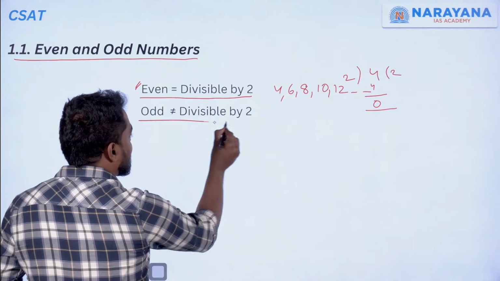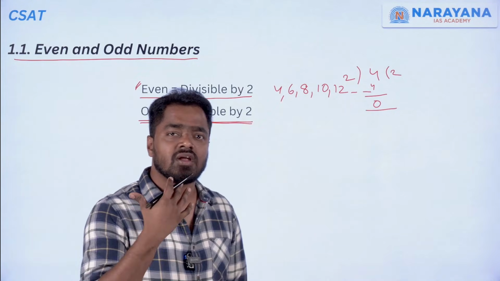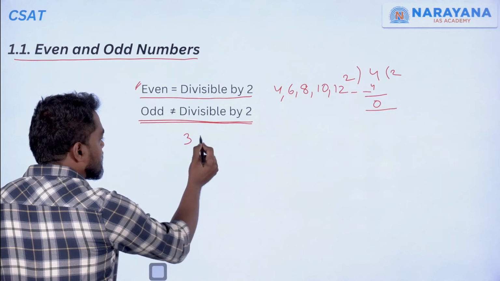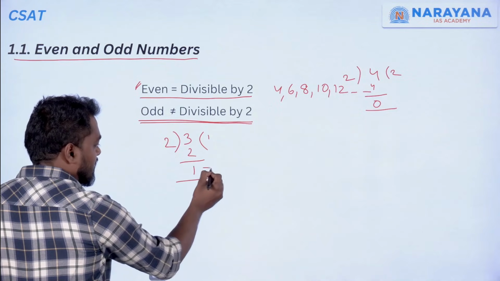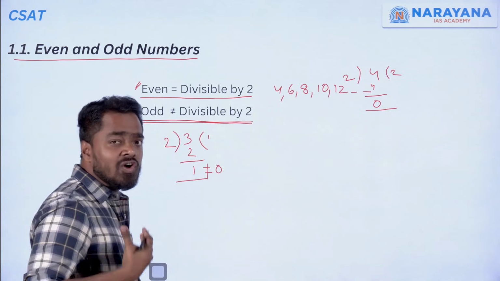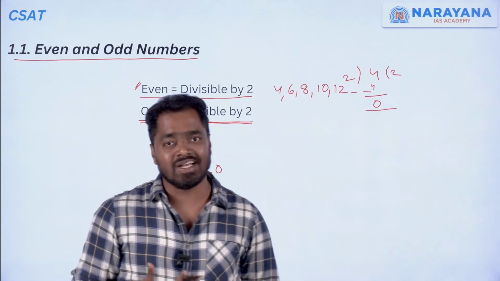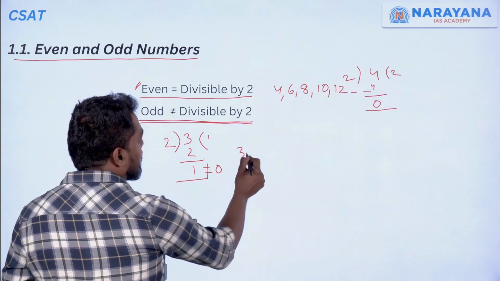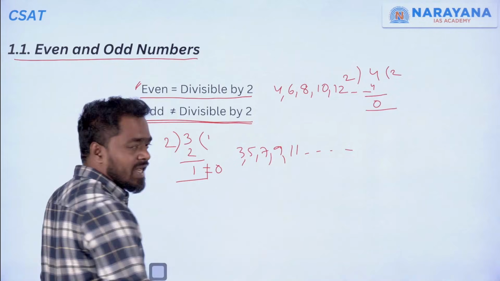The next set of numbers are odd numbers. These are those numbers which are not divisible by 2. For example, if you take 3 and divide it by 2, 2 ones are 2, and 1 is the remainder. So if you do not get a 0 remainder when you divide a particular number by 2, that is an odd number. So what are the examples of odd numbers? 3, 5, 7, 9, 11 and so on.